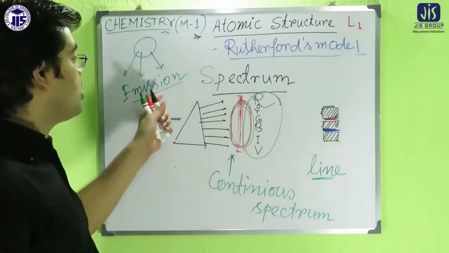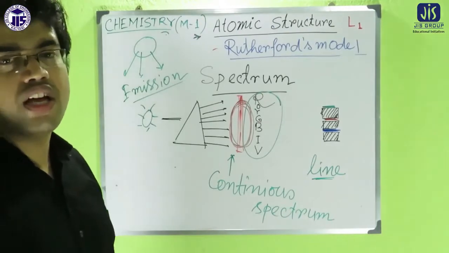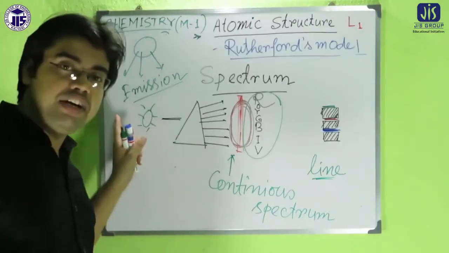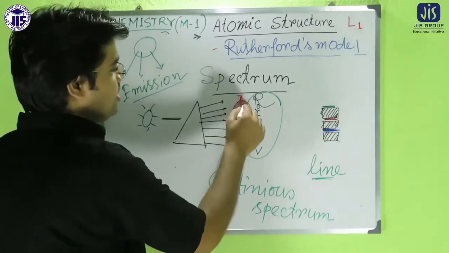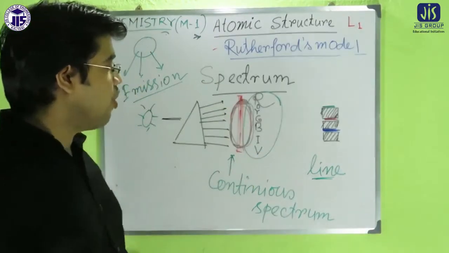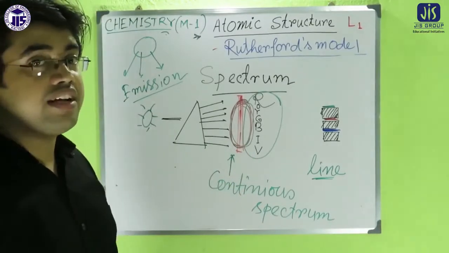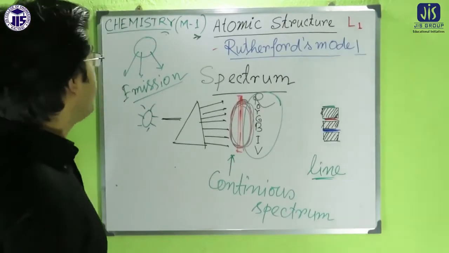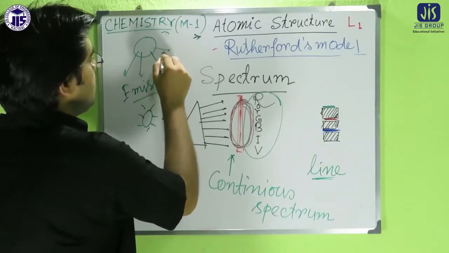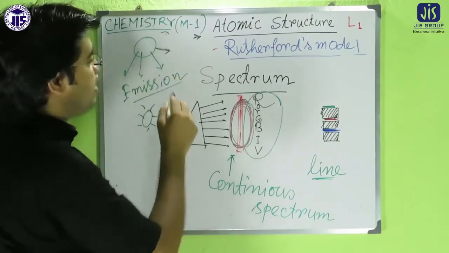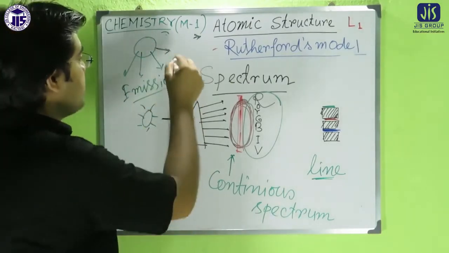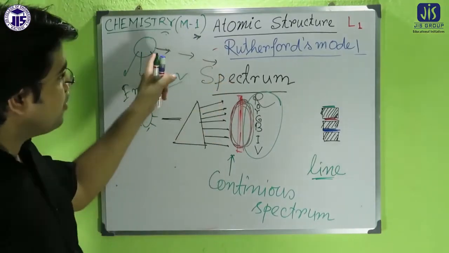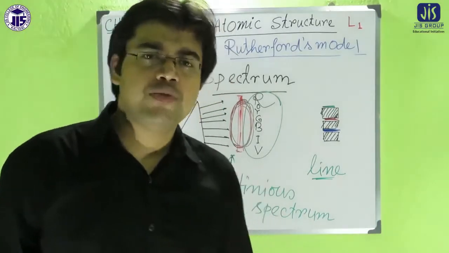Now in case of emission, there may be two possibilities. The source may continuously emit light. If it continuously emits light, we will get such a band of colors, and that is called the continuous spectrum. But if the source does not emit light continuously, that means it emits light at one moment, then there will be a gap, then again it emits light, then again a gap.